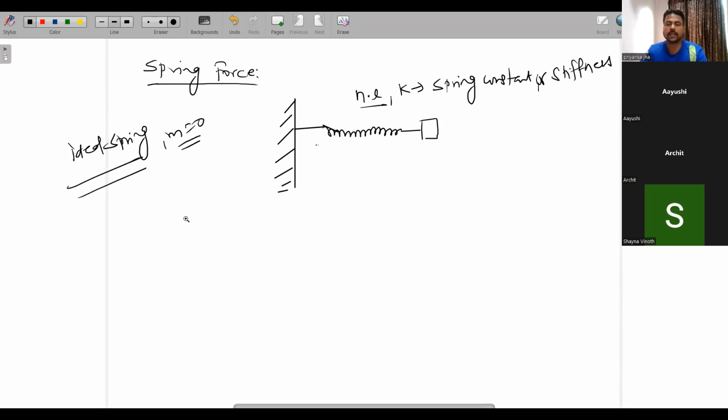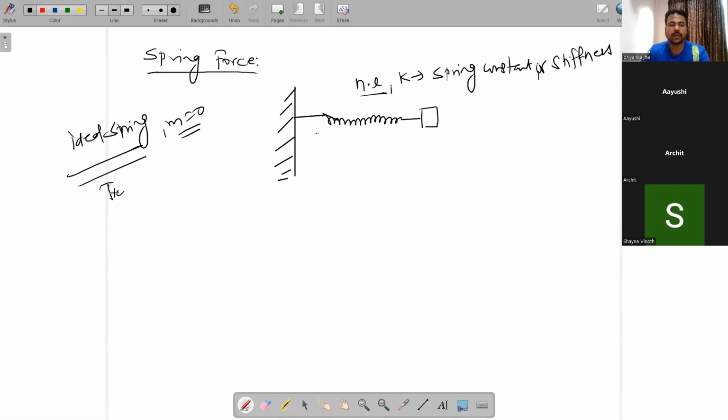And because it has no mass, the tension will be same everywhere in the spring, correct?